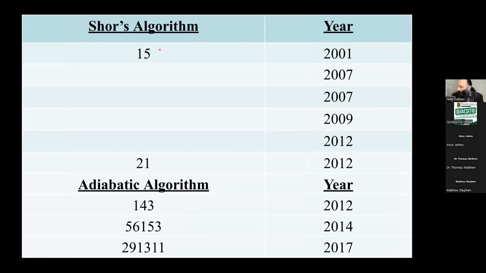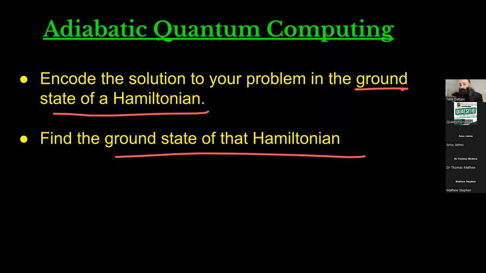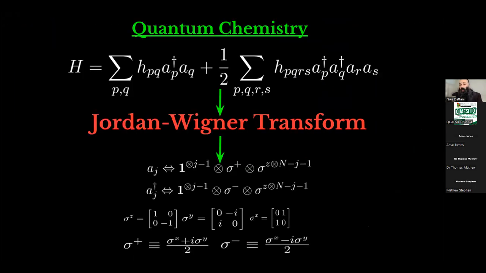With Shor's algorithm, we have been able to factor some small numbers. With the adiabatic algorithm, we have been factoring larger and larger numbers now. And so adiabatic quantum computing, all it is, we encode the solution to our problem in the ground state of a Hamiltonian, and then we find that ground state of the Hamiltonian. That's all we do. We can do this for quantum chemistry, if we want to model pharmaceutical drugs, if we want to study chemistry, if we want to study materials.